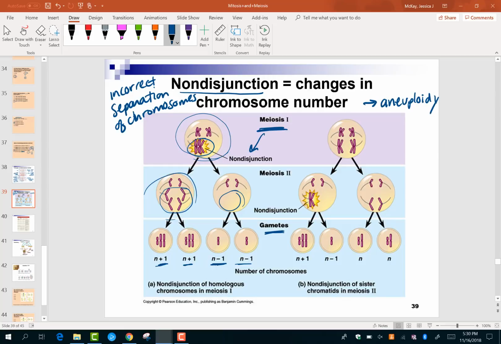You can also have non-disjunction in meiosis 2. So we've split the homologous pairs correctly, but then when we go to split the sisters, something happens, which means half of our gametes turn out normal number, and half of our gametes have either an extra or one less chromosome. So if it helps, draw this out, but it's either happening in meiosis 1 where you don't separate a pair, or meiosis 2 where you don't separate a set of sisters.